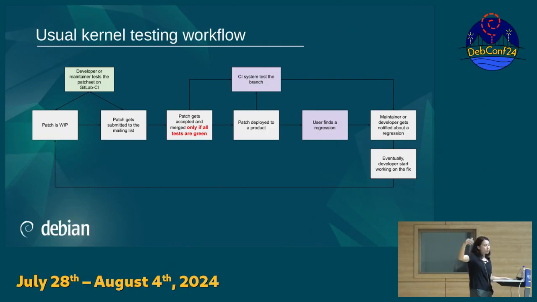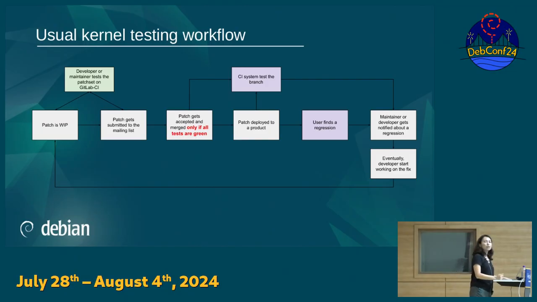Then after submitting to the mailing list, the maintainer can recheck to see if what the maintainer was expecting to be tested was actually tested. And the next difference here is the third box. So patches only get accepted and merged if all tests are green. And so we can see that we are bringing the test process to the beginning and making it more transparent to everybody involved here.